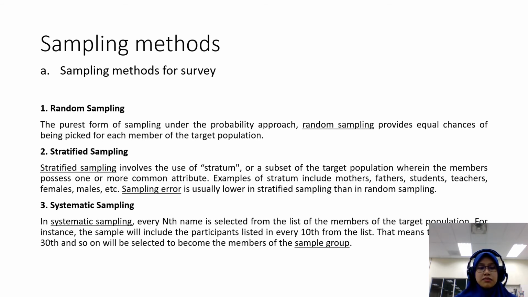Systematic sampling. In systematic sampling, every nth name is selected from the list of members of the target population. For instance, the sample will include the participants listed in every 10th place from the list. That means the 10th, 20th, 30th and so on will be selected to become members of the sample group.